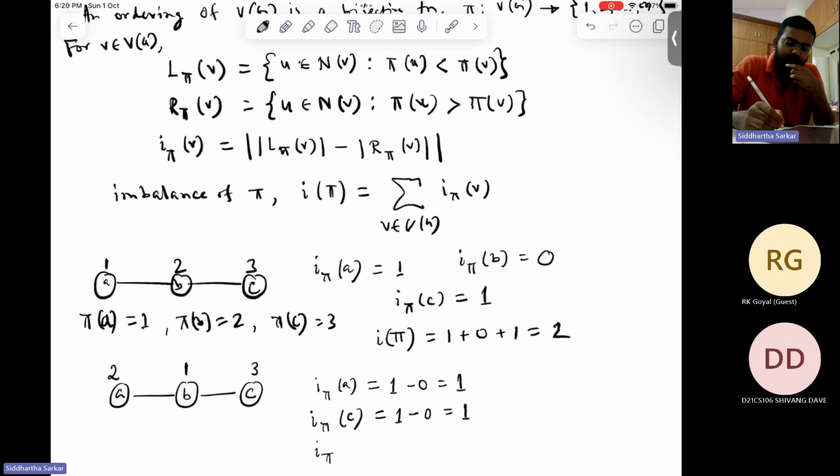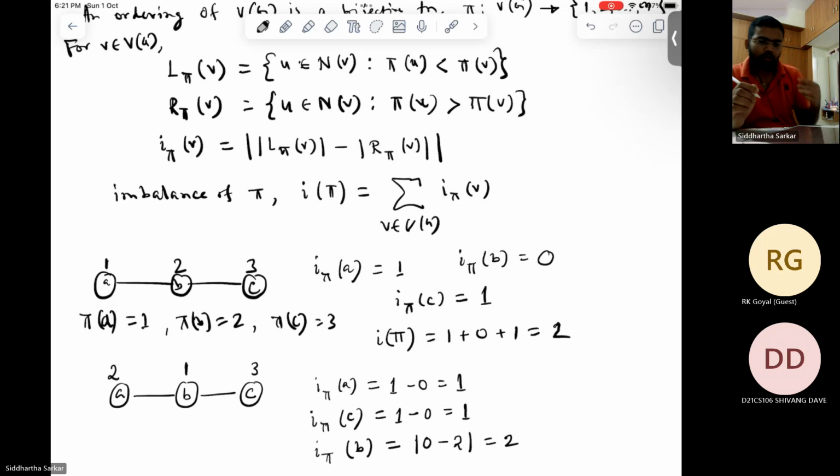Let us see what is I pi of B. The value of L, those who are smaller than 1, is 0, and those who are larger is 2. Why is it the same? No, it is not the same. Earlier it was 0. Yes, you're right. So it is 4 now. The total imbalance, the imbalance of the ordering, is now 4.